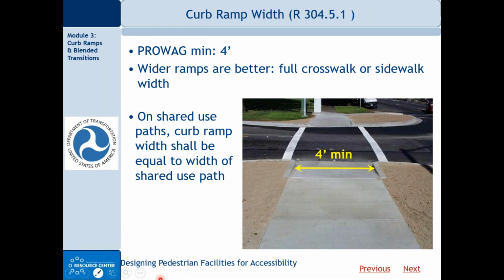Curb ramp width. According to ProAg, the minimum width would be 4 feet. I think wider ramps are better. My recommendation is make the width of the ramp the full width of the crosswalk or the sidewalk. And actually, in ProAg, on shared use paths, ProAg requires that the curb ramp be equal to the width of the shared use path. So if you have a 10-foot wide, say, shared use path, then your curb ramp needs to be 10 feet wide.